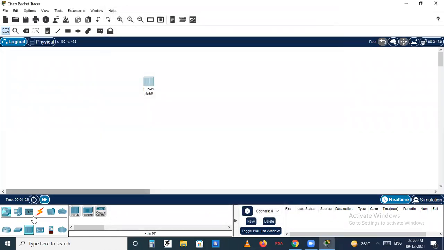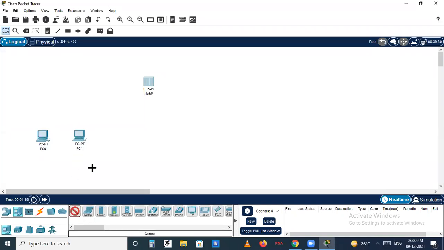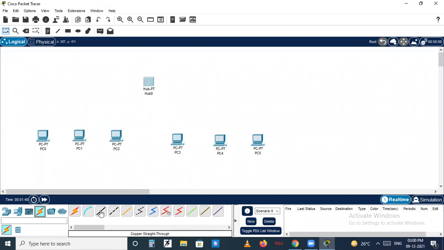Now let us take some PCs. How many ports were there? You can take any number of PCs up to 6, because only 6 ports or interfaces are there: 1, 2, 3, 4, 5, and then 6. What type of devices are these, hub and PC? Same type or different type? Different types, sir. Hub and PC are different types of devices, so we will use a straight through cable.